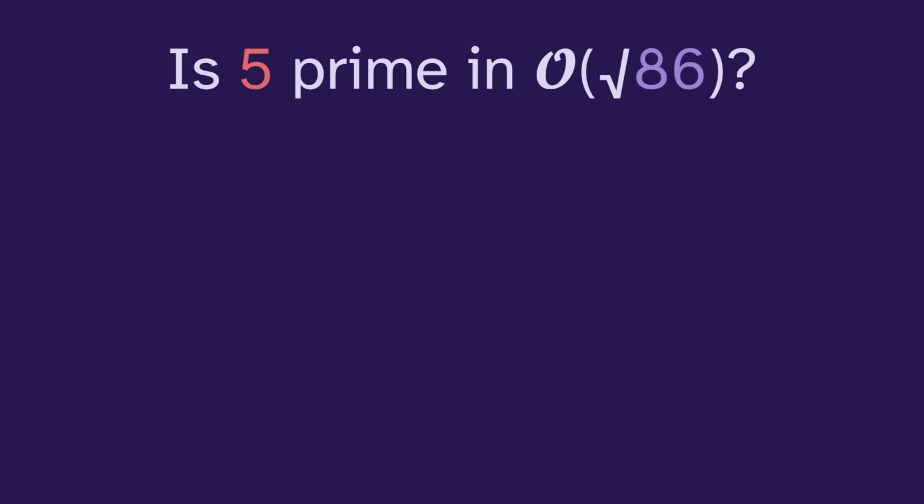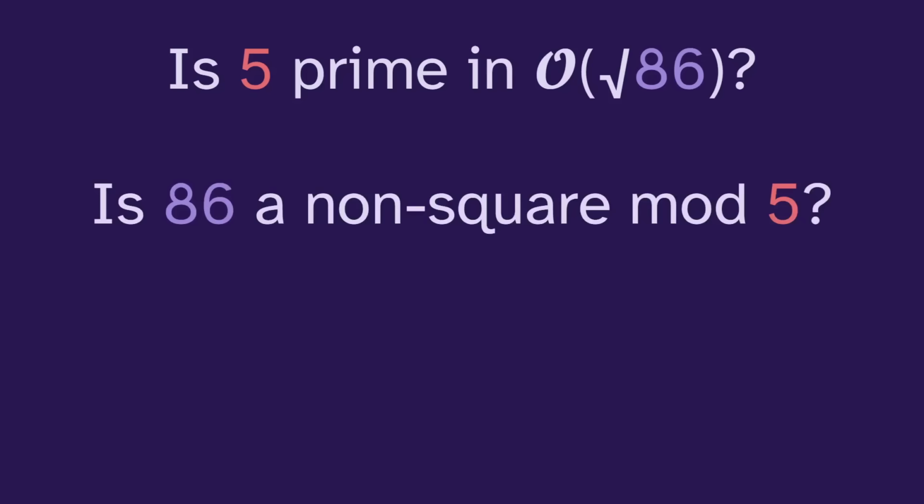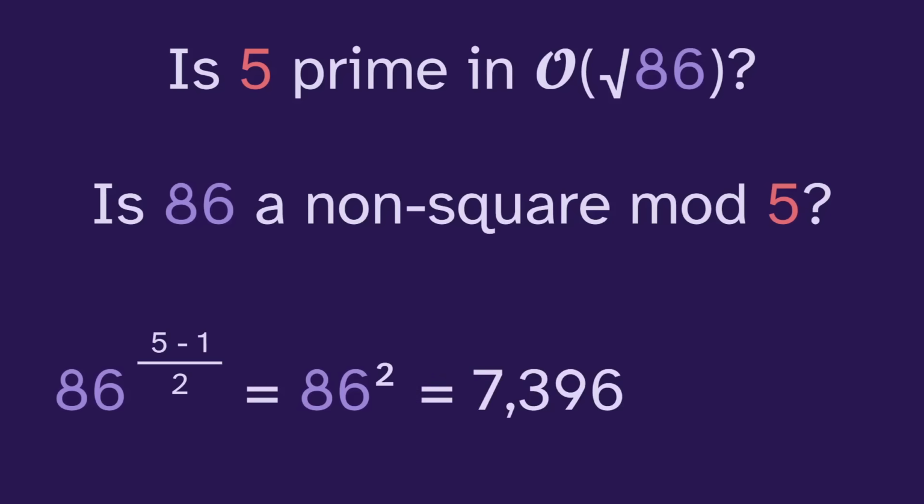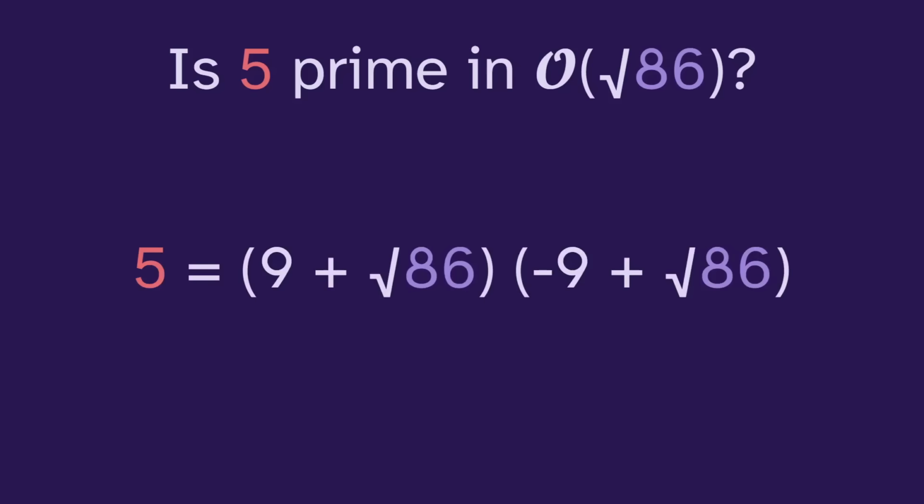So here, for example, is 5 prime in O root 86? This is the same question as, is 86 a non-square mod 5? So we can raise 86 to the 5 minus 1 over 2, which is just 86 squared, which is 7,396, and that is 1 mod 5, which means 86 is a square, so no, it's not a non-square, no, 5 is not prime in O root 86. And here is its prime factorization. It's the product of two primes.